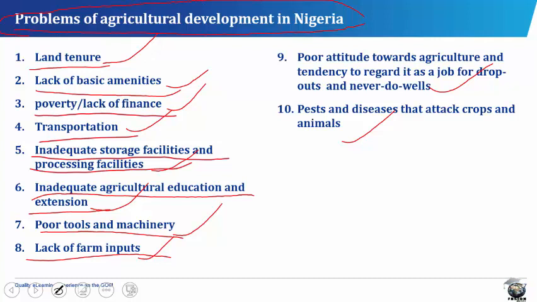Pests and diseases that attack crops and animals cause a reduction in vigor and yield. The solution is that proper quarantine of new stock should be ensured and the use of resistant varieties should be adopted. The government should also provide agricultural chemicals for the control of pests and diseases at subsidized rates. Poor attitude towards agriculture and the tendency to regard it as a job for dropouts and never-do-wells. The solution is that mechanization will help to lift up the status of agriculture.